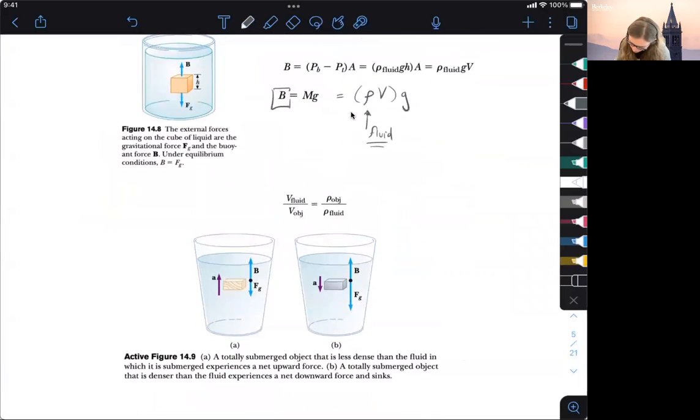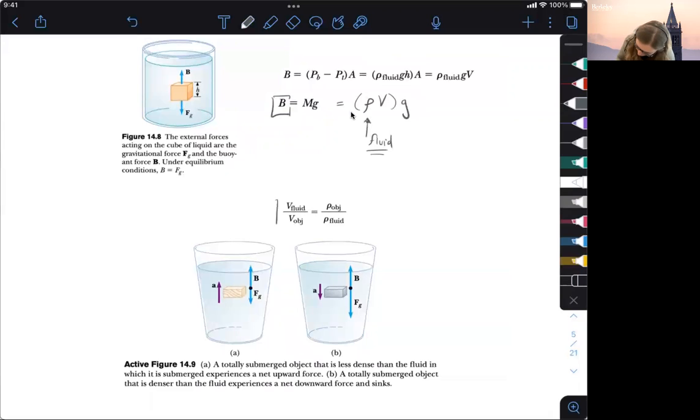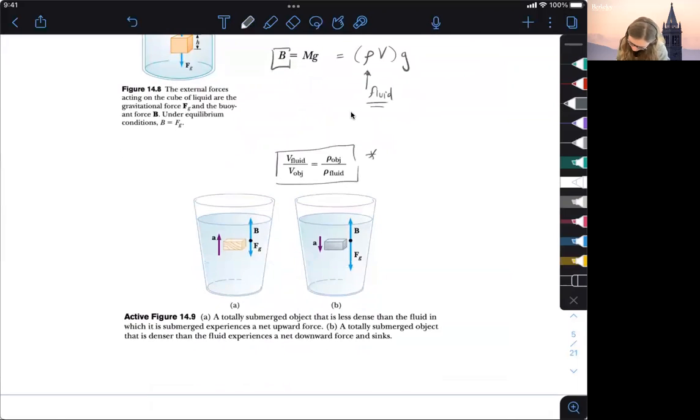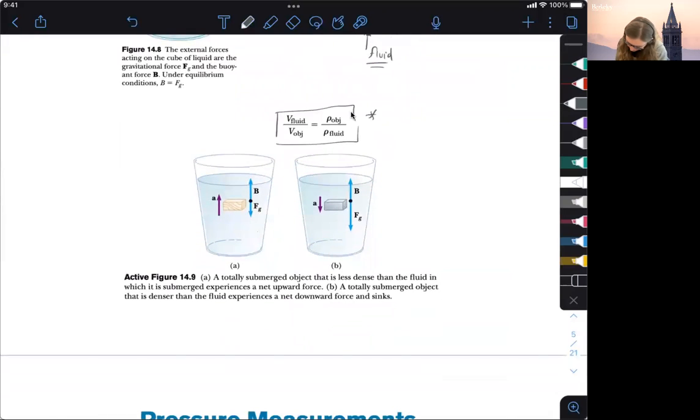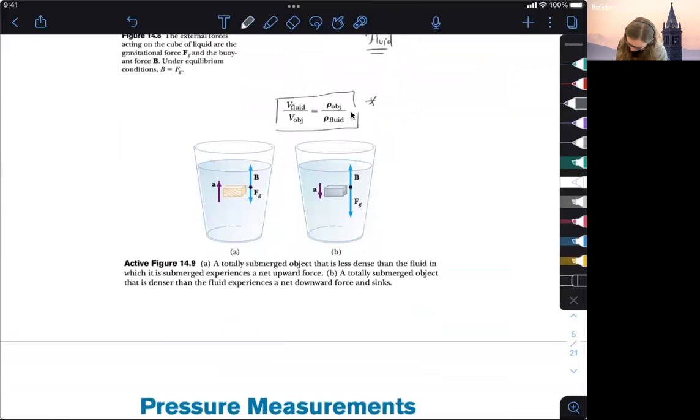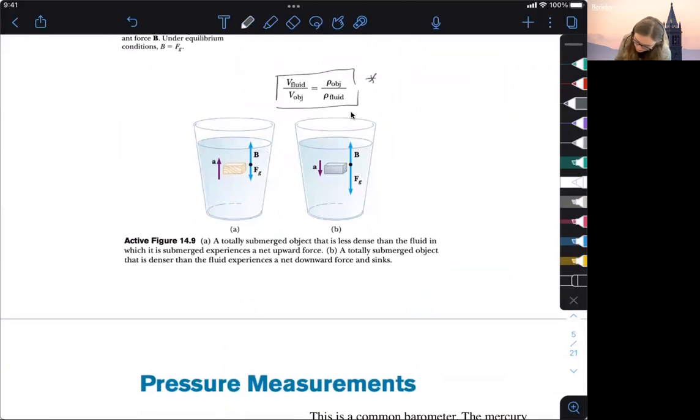Okay, so this is the relationship here. The volume of the fluid over the volume of the object is equal to the density of the object over the density of the fluid. So this is one relationship that you can use to solve your problems. Again, sorry, a lot of equations in this section. Okay, so if the object is totally submerged, yeah.